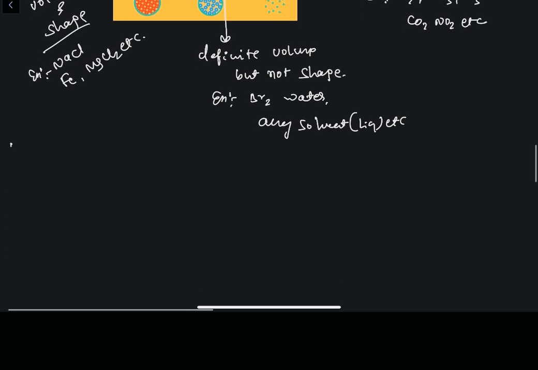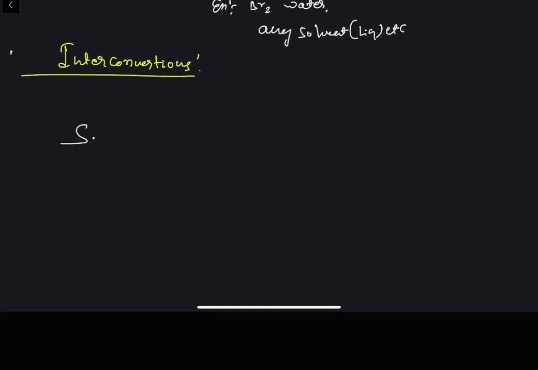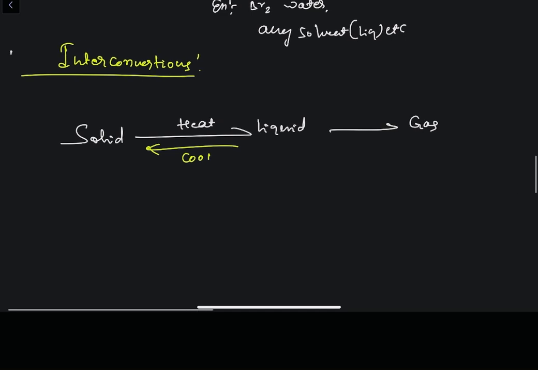Now, the interconversion of these states. Interconversion means from one state to another. So solid, if you heat it, will convert into liquid, then gas. Reverse, if I cool the liquid, then we get solid. If we cool the gas, then we'll get the liquid form.